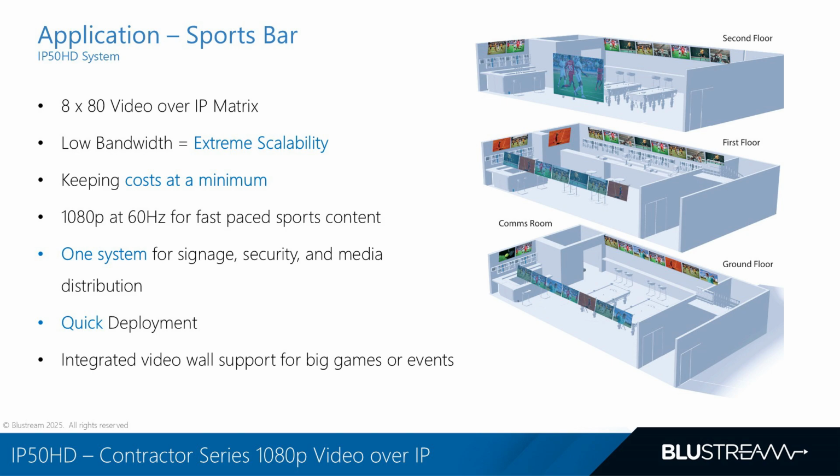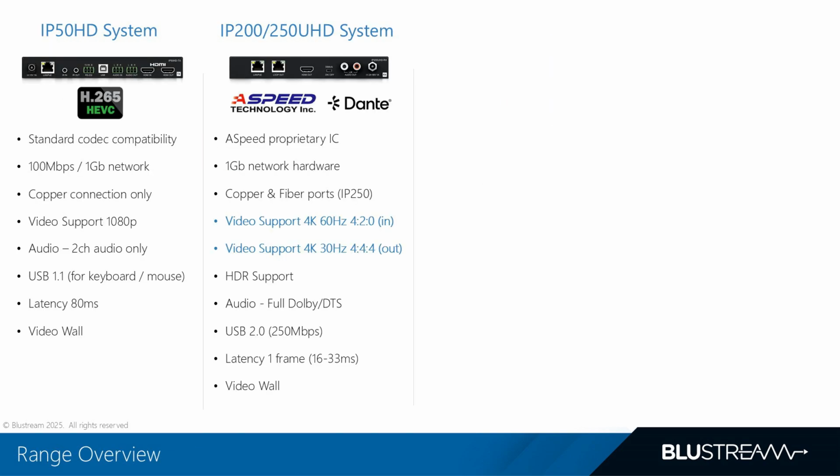Next in our lineup is the IP200 UHD, a dependable 4K AV over IP platform built on the proven A-Speed chipset and utilizing JPEG 2000 compression. Now, this platform delivers visually rich 4K video over a standard gigabit network, making it a smart, scalable solution for a wide range of commercial applications.